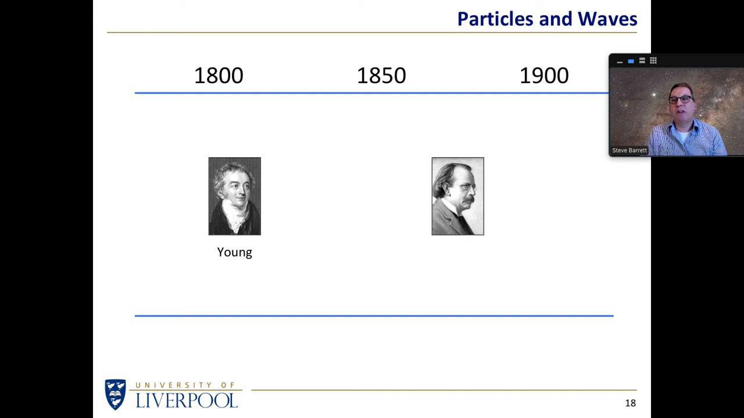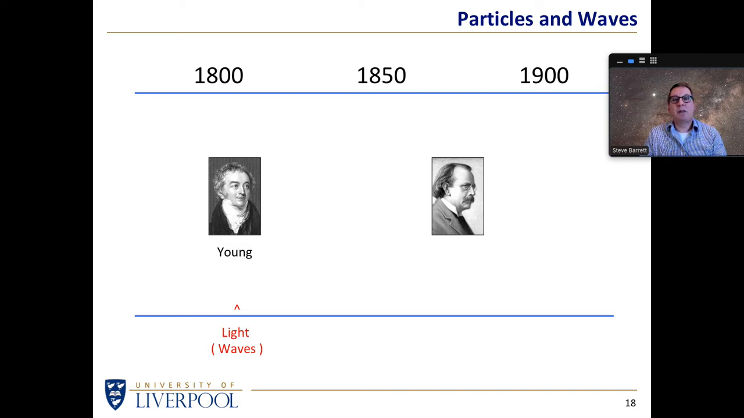In the early 1800s, we've got Young, who performed an experiment by shining light through slits and showed that the light interferes in much the same way that we see interference of waves on the ocean, for instance. So Young determined that light, and it doesn't really matter whether we're talking about visible light or other wavelengths of light, so let's just talk about visible light here.